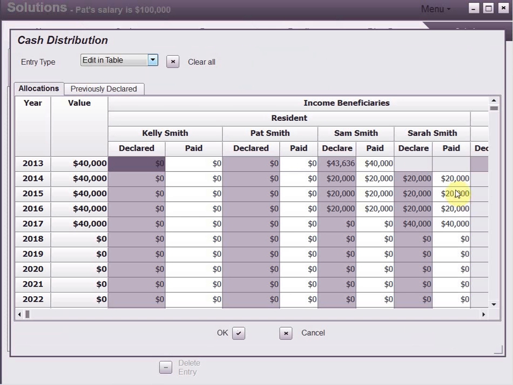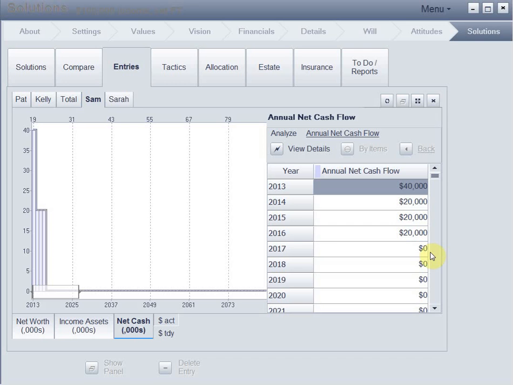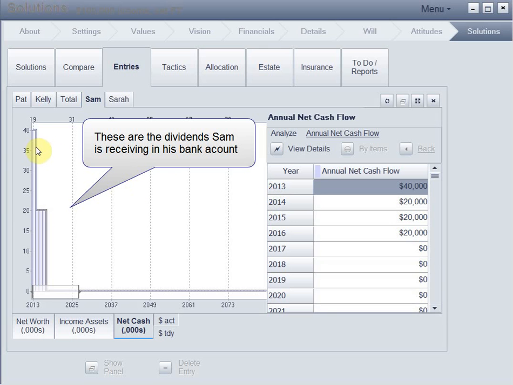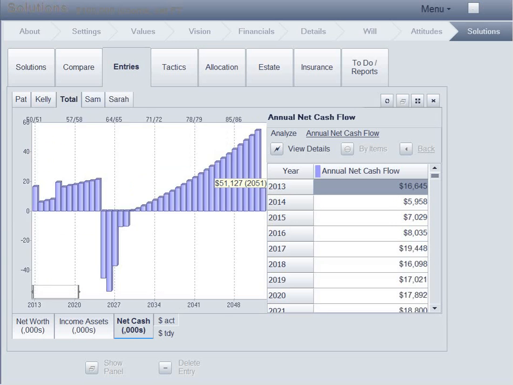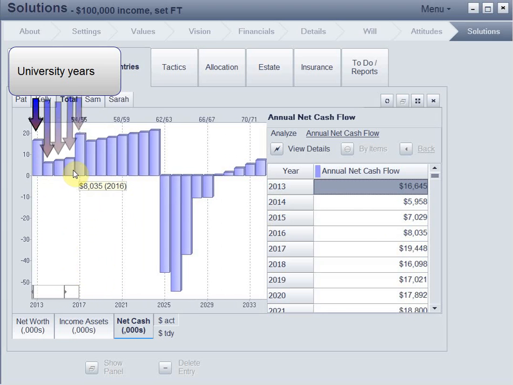You can see here that these are the dividends that are going over to Sam and Sarah. So these are the amounts and the years that they're receiving the dividends. And we can see here, these are the dividends Sam's received: $40,000 and then $28,000, $20,000, $20,000. If we look at the total cash flow for the family, we can see that they're now positive in these 5 years when children are going to school.